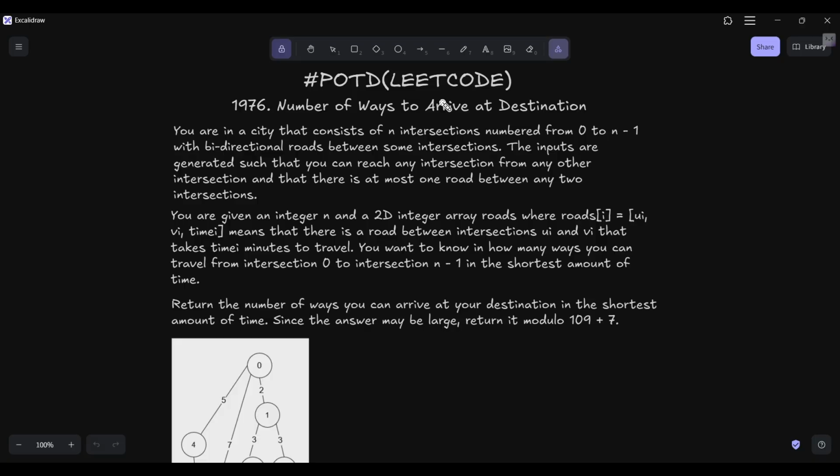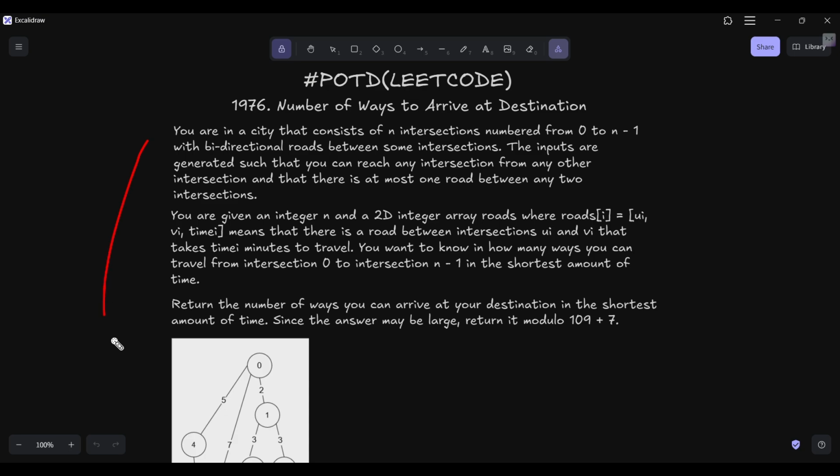Okay, so here's the next question for today's problem of the day, that is Number of Ways to Arrive at Destination. This is also a graph problem, and it's one of the most important problems for interviews, because a very famous algorithm will be used to solve this. So let's understand the question.